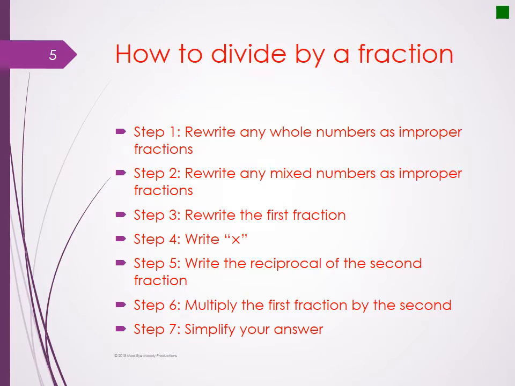Step 4 is to write the multiplication x. So that x stands for multiplication. You can also use a dot, that would be just fine, but that is step 4. Step 5 is to write the reciprocal of the second fraction. Step 6 is to multiply the first fraction by the second. And step 7 is to simplify your answer.